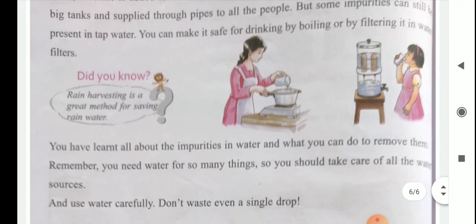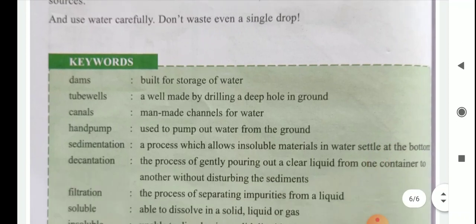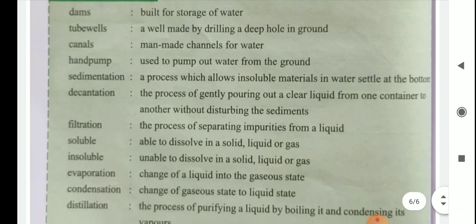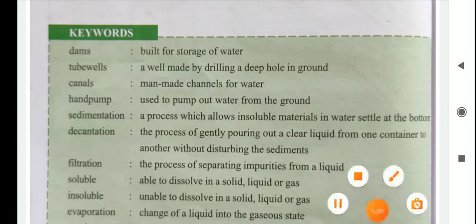So this is the chapter on water. Learn these keywords. Read this chapter again and remember what sedimentation is, what decantation is, what the man-made and natural sources are, and what evaporation and filtration are. Okay, thank you.